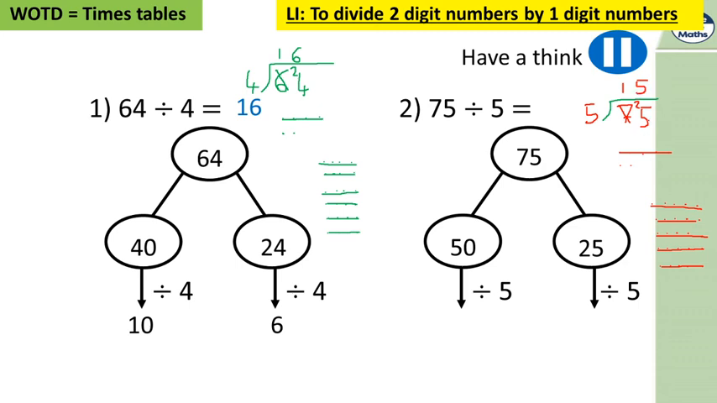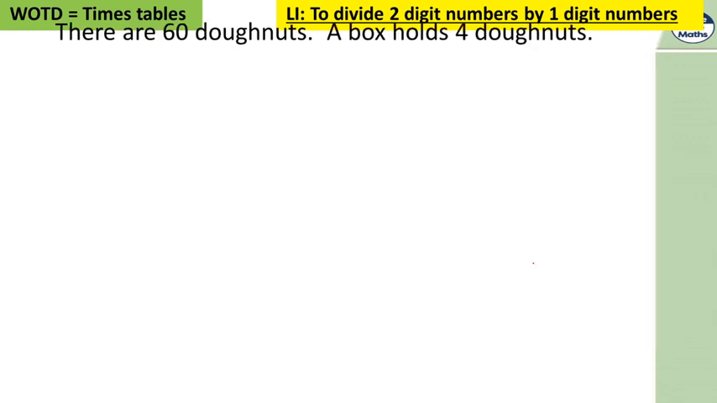Some of you will have already noticed though that 5 times 5 is 25. So you can use the times tables here, or you can look at the groups of. So the answer to 75 divided by 5 is 15. Okay, let's look at another one.